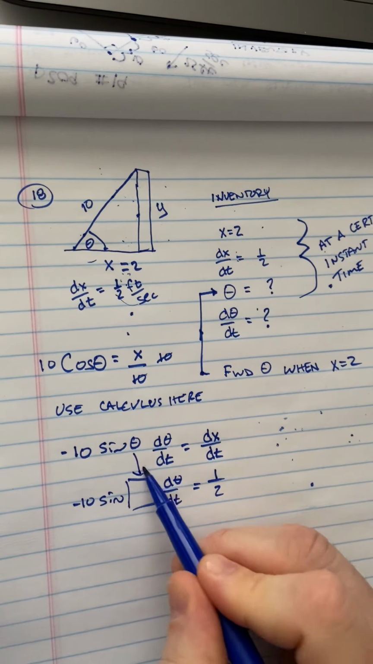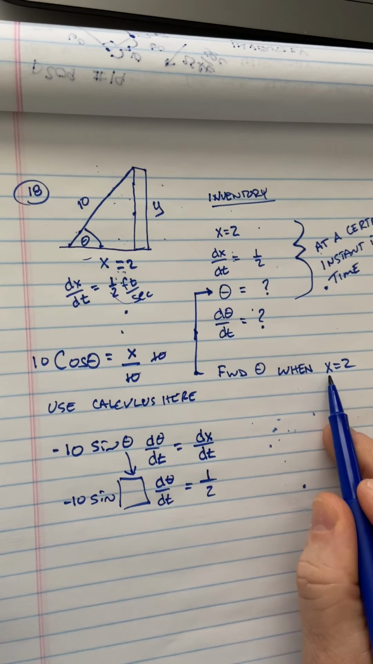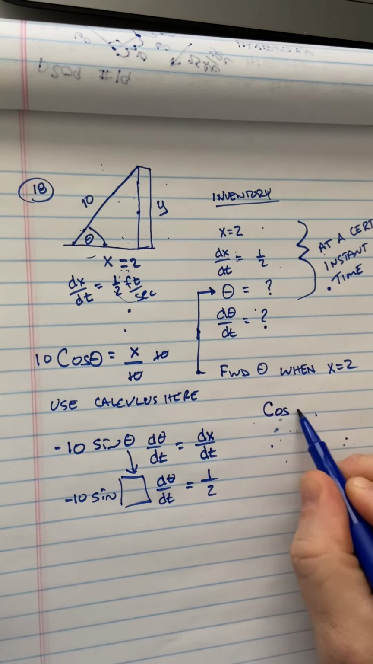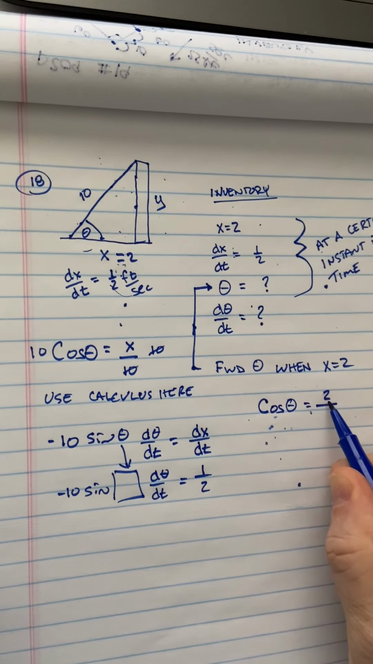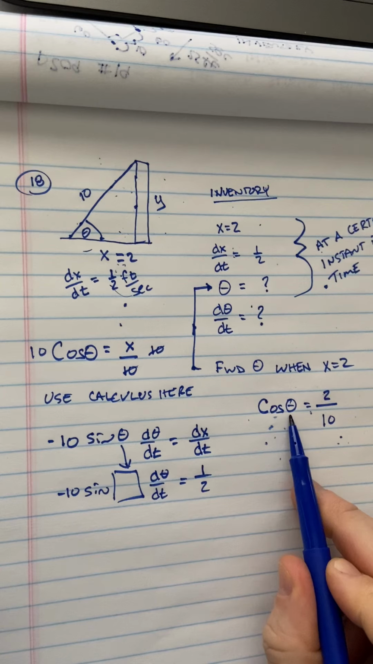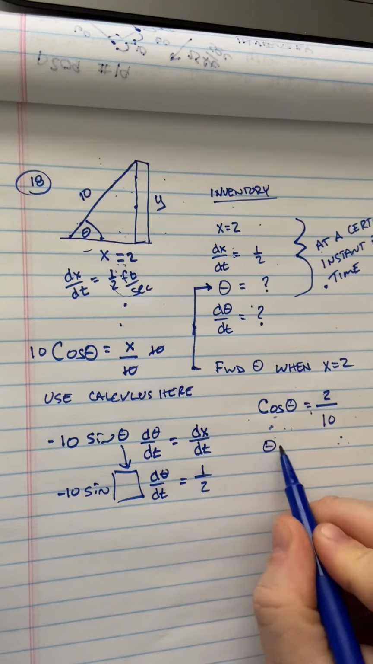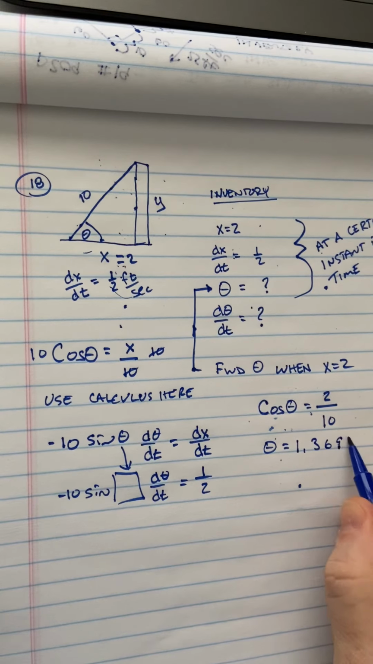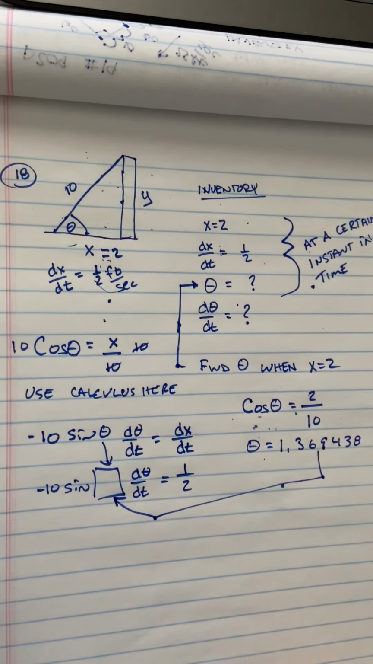Let's find out what that theta value is. We have to find theta when x is 2. So to do that, we can use the cosine again. The cosine of theta is equal to adjacent at that instant in time divided by the hypotenuse. Take the inverse cosine of 2/10. Make sure that your calculator is in the radian mode. If it's not, this is going to go haywire. That's the value that we're going to shove in for theta right there.